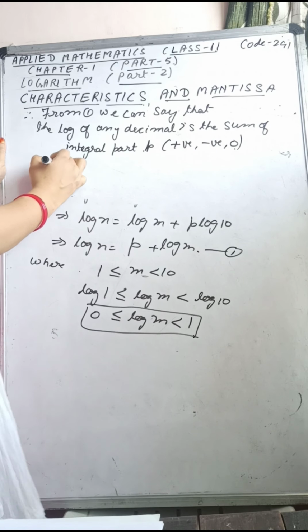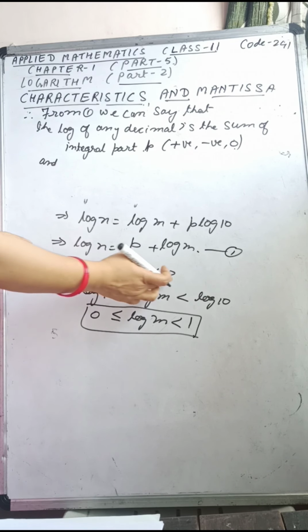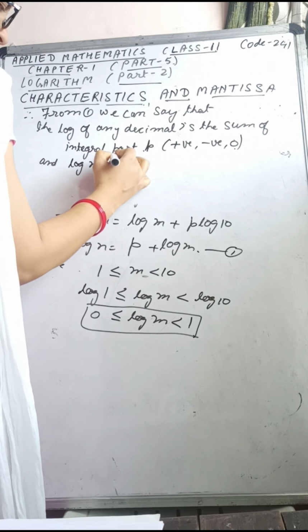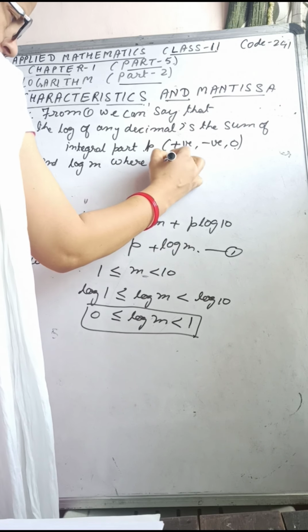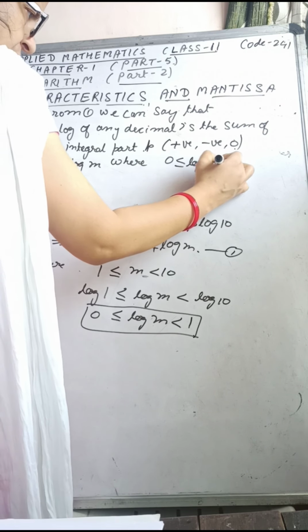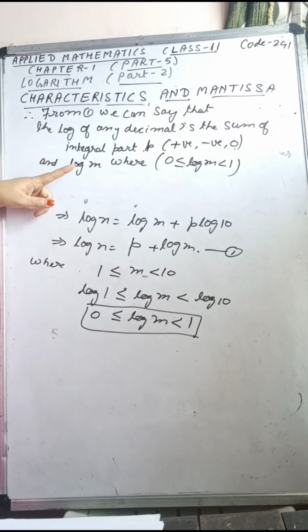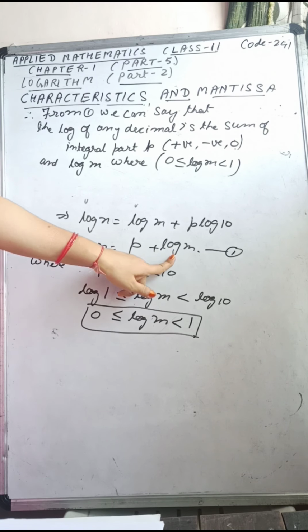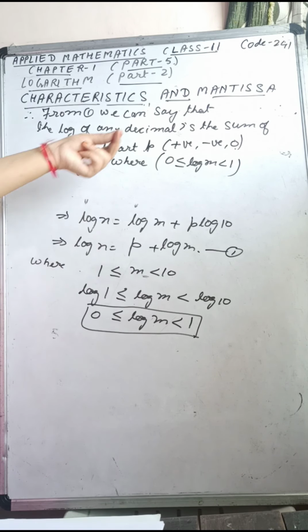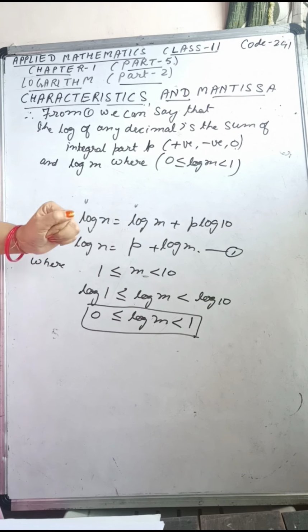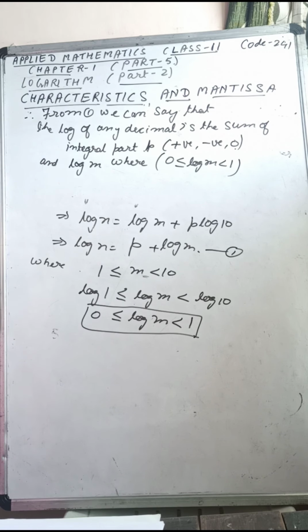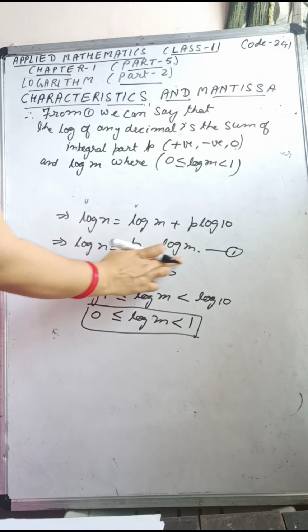Okay, and over here this one is the integral part and this is log m, where 0 is less than or equal to log m, which is less than 1. So log of any decimal is equal to p plus log m, where p can be anything, I mean positive, negative or 0, but log m can never be negative. It should lie between 0 and 1. I think this one is understood. Okay, so this one is the integral part and this one is the decimal part.